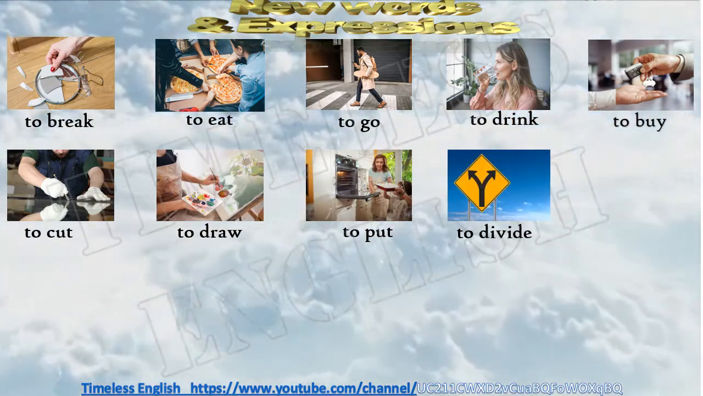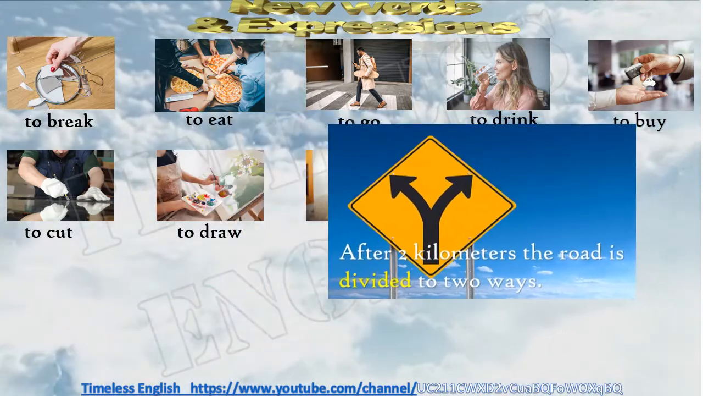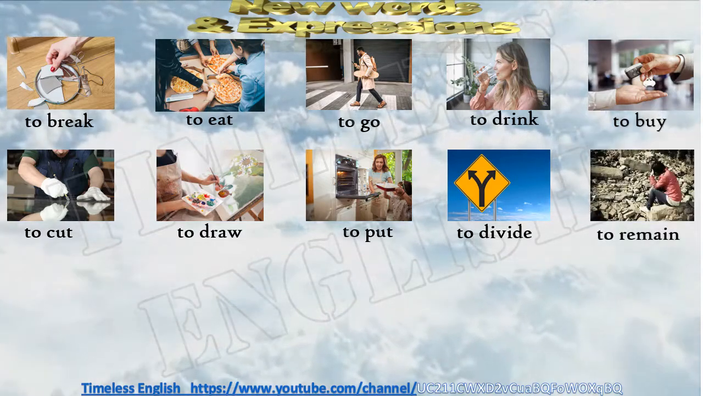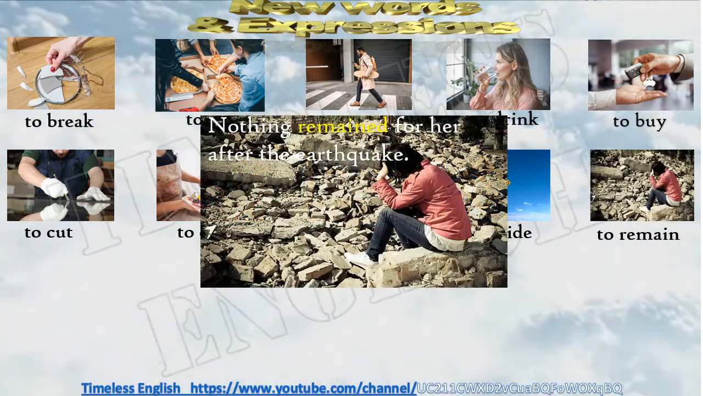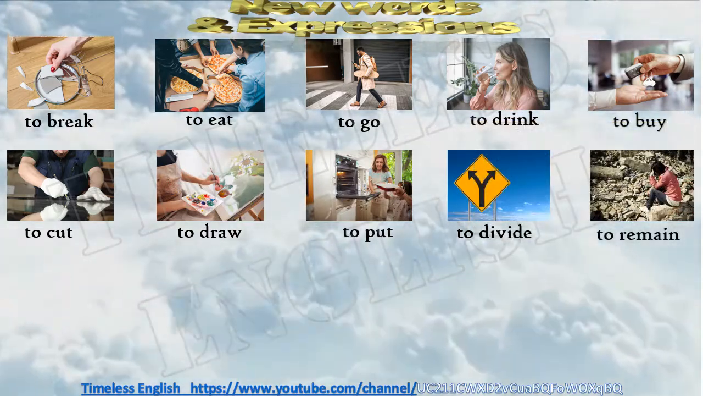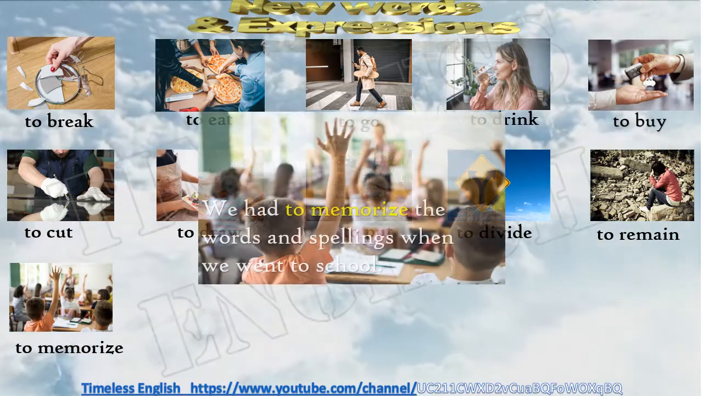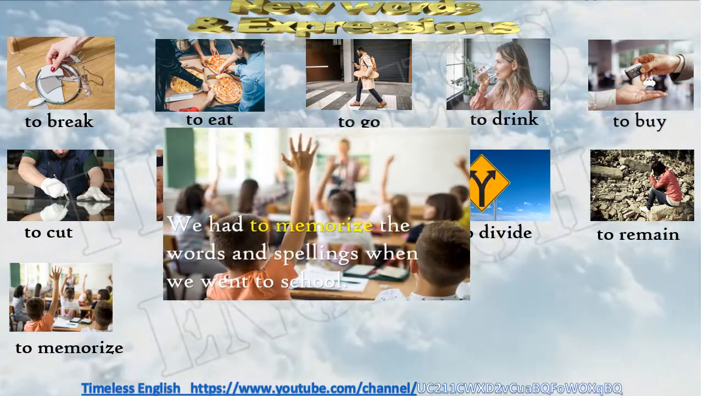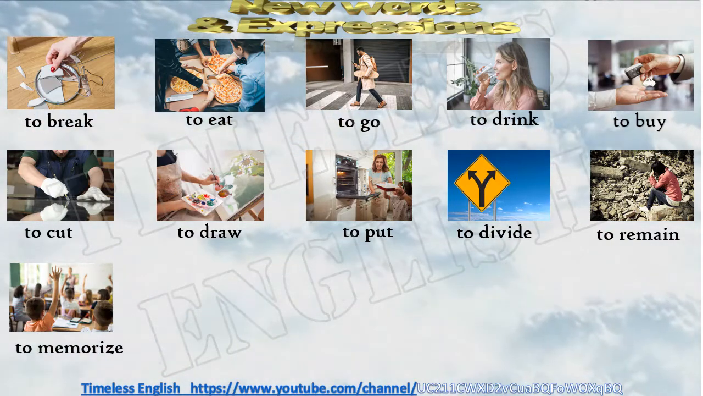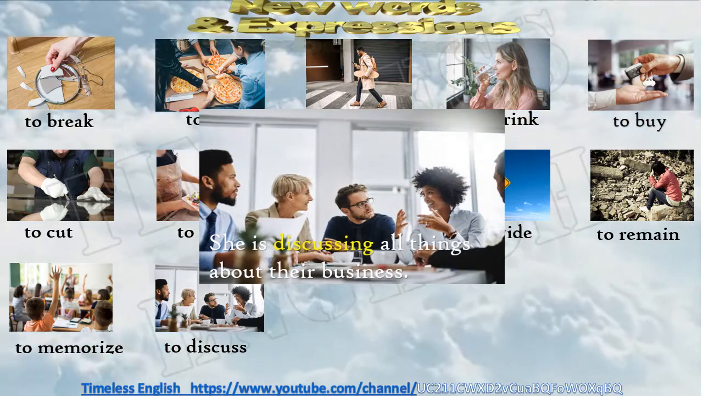To divide. After 2 kilometers the road is divided to 2 ways. To remain. Nothing remained for her after the earthquake. To memorize. We had to memorize the words and spellings when we went to school. To discuss. She is discussing all things about their business.